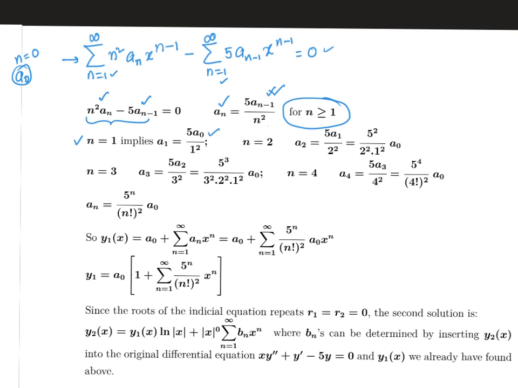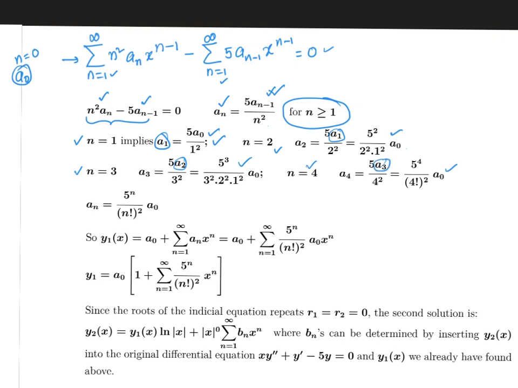Just plug in n equal to 1, you get 5a0 over 1 squared. N equal to 2, you get 5a1 over 2 squared, but a1 is something you already found, right? You plug in this value to get the final value, which is 5 squared over 2 squared times 1 squared a0. For n equal to 3, again you do the same thing and plug in the last value a2 to get the final value here. For n equal to 4, again the same thing and find the value.